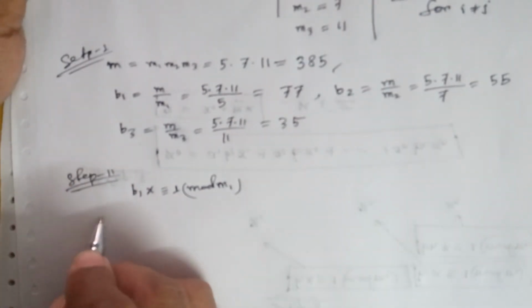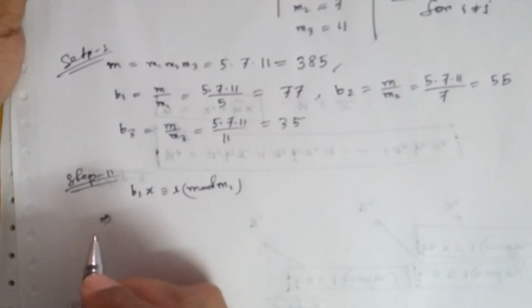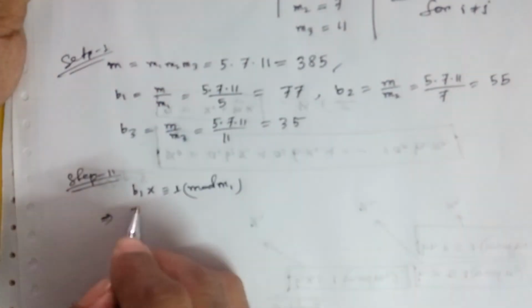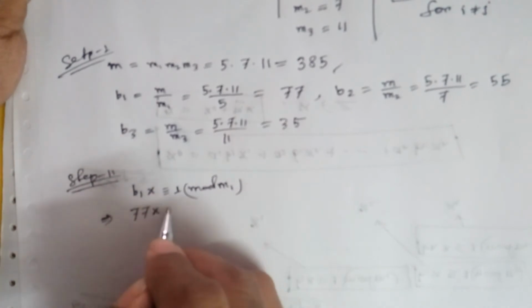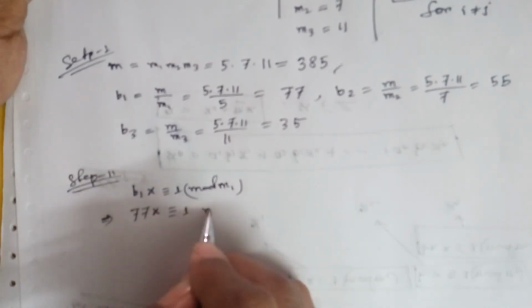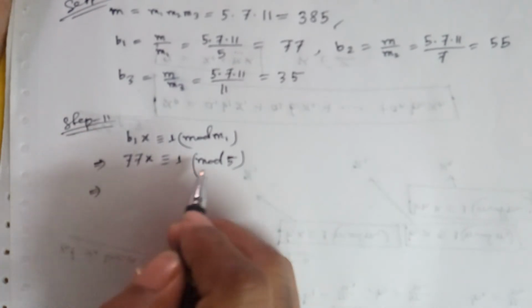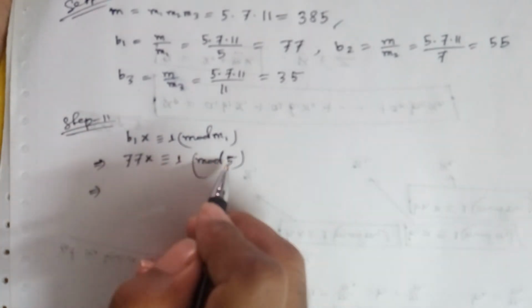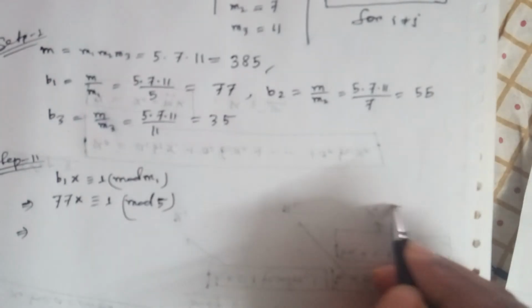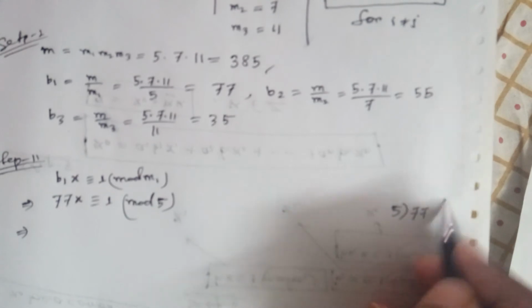So we write here b1 is 77, x congruent to 1 with modulo m1, here 5. Now reduce the coefficient of x, 77. Please check, 5 divides 77.